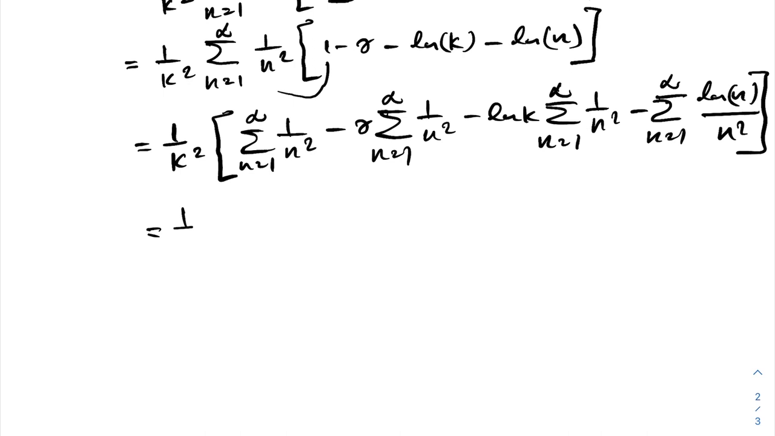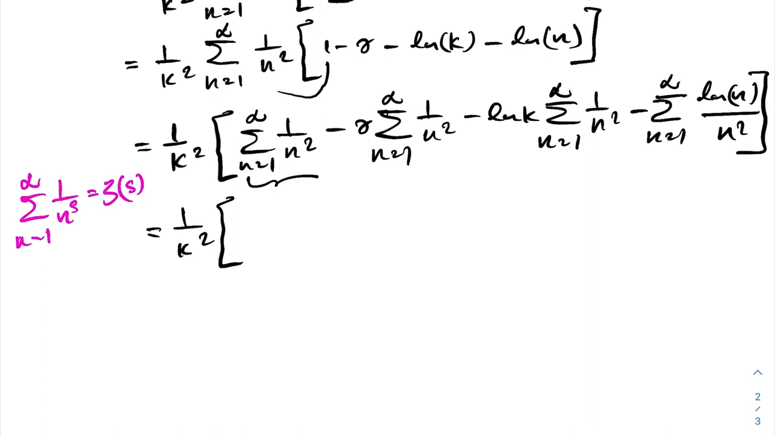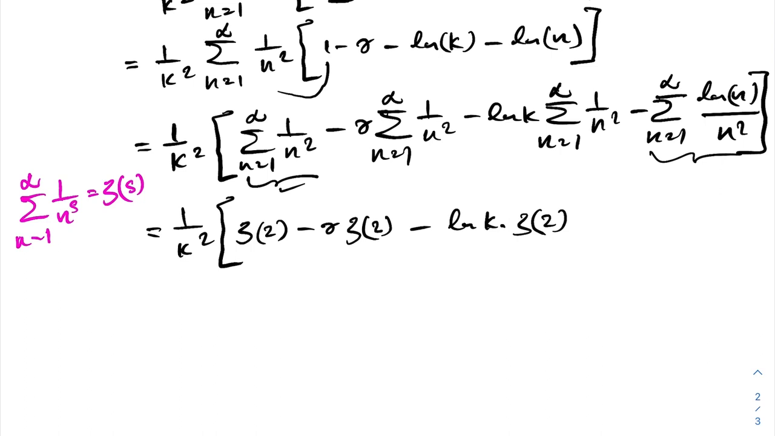We know the definition of the zeta function: sum n is equal 1 to infinity 1 over n raised to the s is equal to zeta of s. So we know this is equal to zeta of 2, then minus gamma times zeta of 2, minus natural log of k times, here again, zeta of 2. Then this part, so how to find this series?